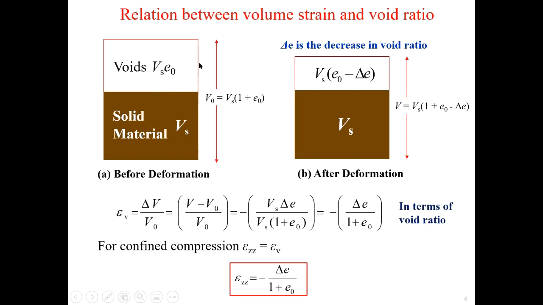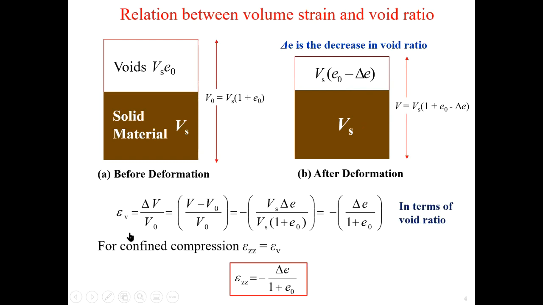So the total volume is Vs e0 plus Vs, and we can convert to total volume V0 equal to Vs times (1 plus e0). And after deformation, the water was expelled from the soil skeleton, and delta e will be the decrease in the void ratio. So the volume of the void becomes Vs times (e0 minus delta e), and total volume is Vs times (1 plus e0 minus delta e).